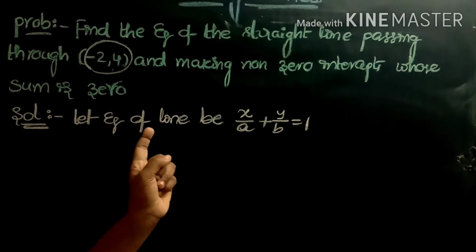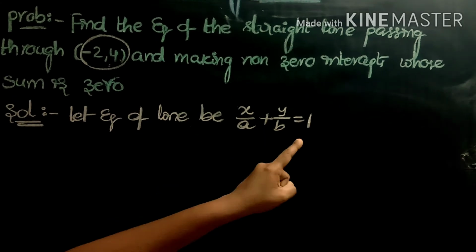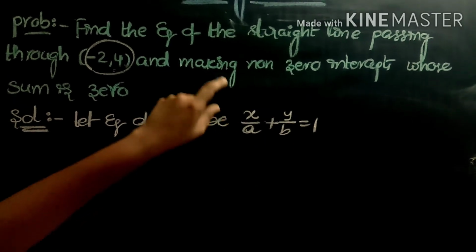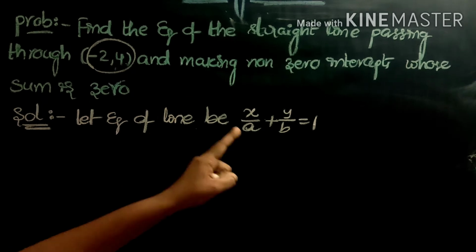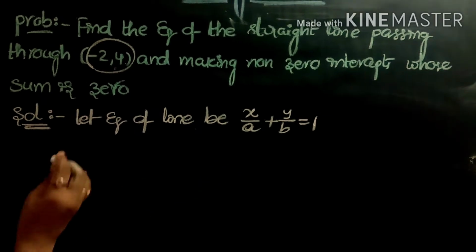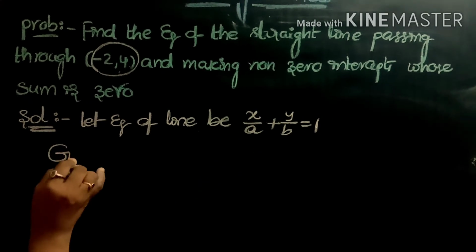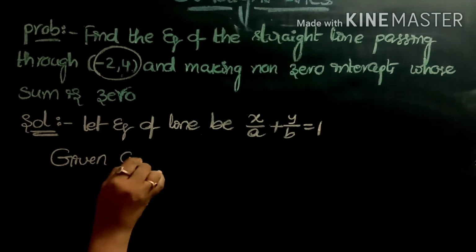In this problem, first we are taking the equation of the line as x/a + y/b = 1. Here the given data is a + b = 0. For that we are considering this formula here. So next we write the given condition.